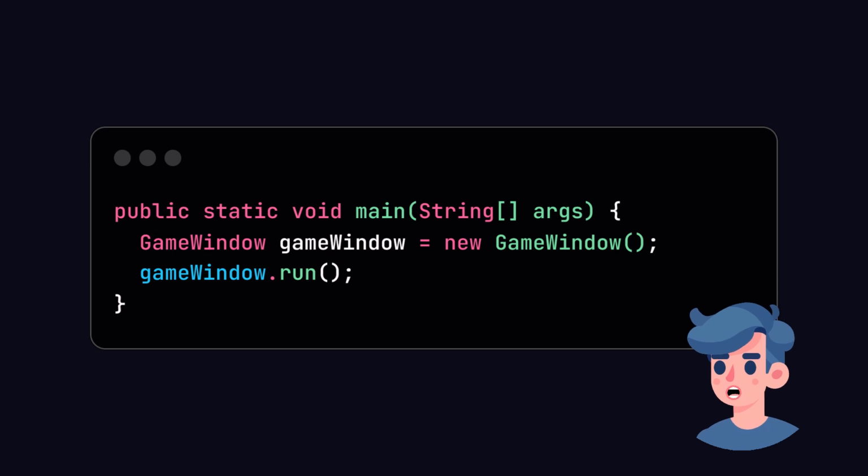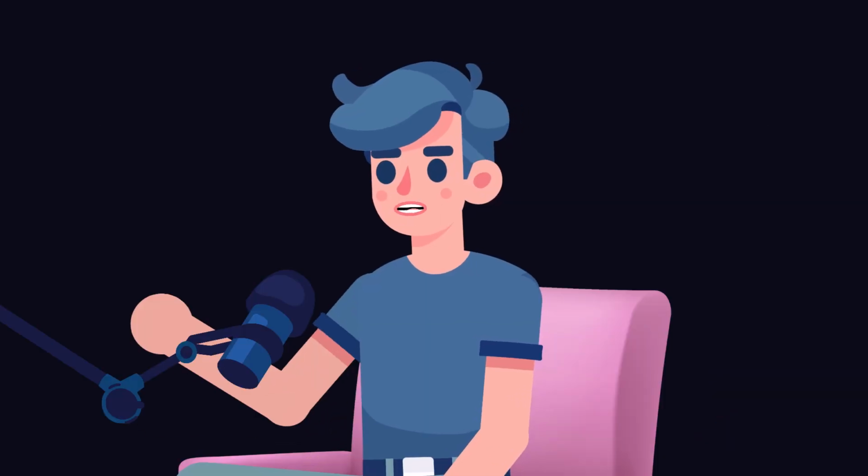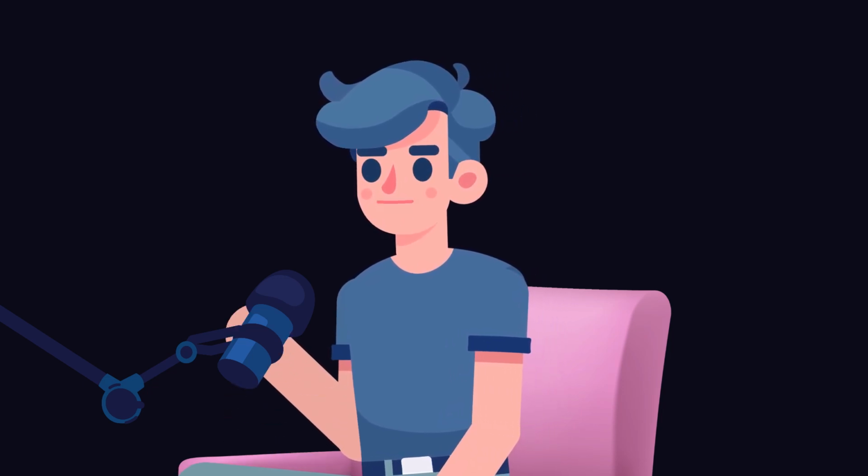Now, let's modify our Horror Game class to create an instance of game window and display it. Update your main method as follows. At this point, if you run your program, you should see a simple window titled Horror Game. It's the foundation we need to build upon.